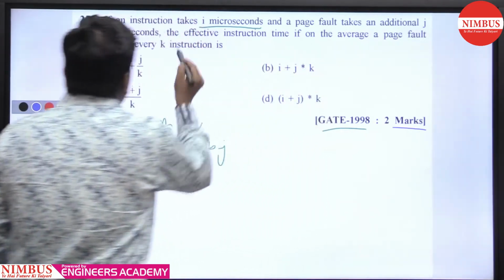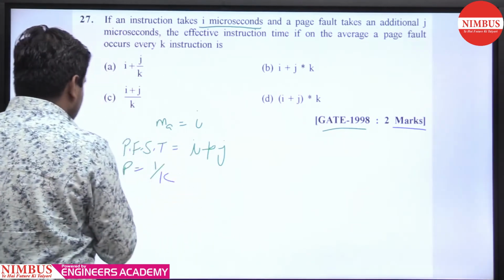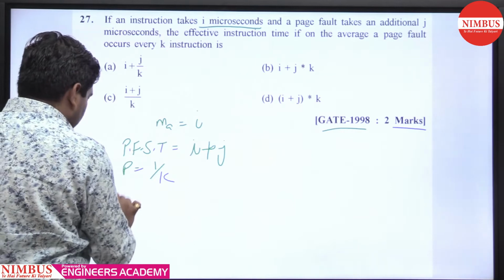If an average page fault occurs for every K instructions, what is the page fault rate? 1 by K. Then what is the effective memory access time?